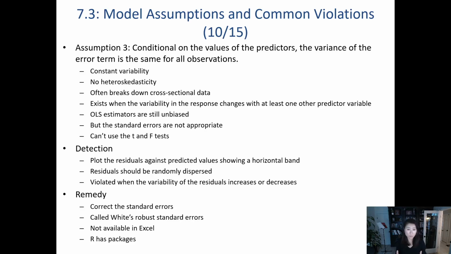When this assumption is violated, we can no longer trust the T and F tests because our standard error was not properly estimated. So the question is, how can we detect it?